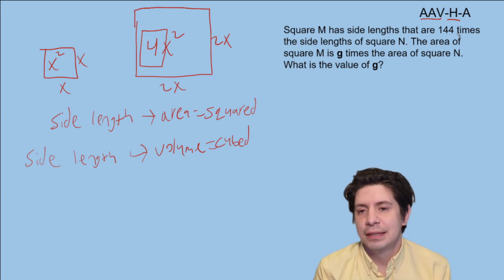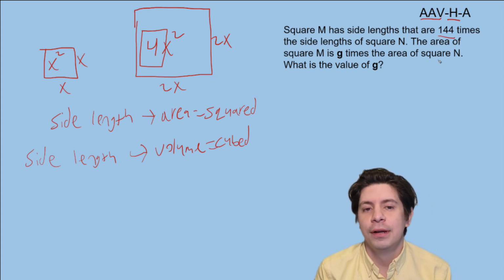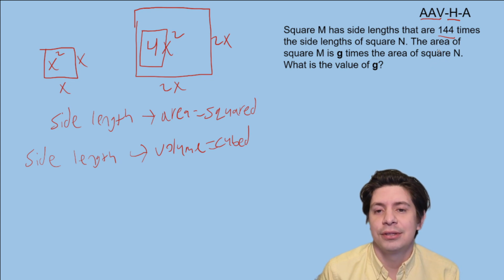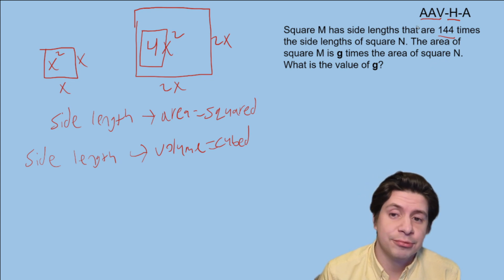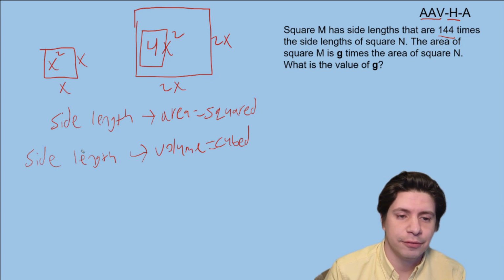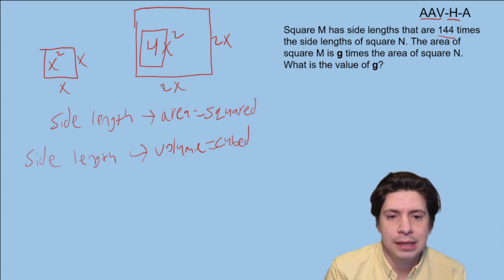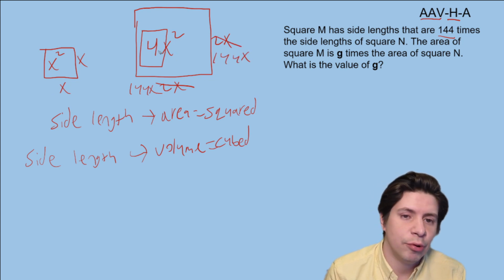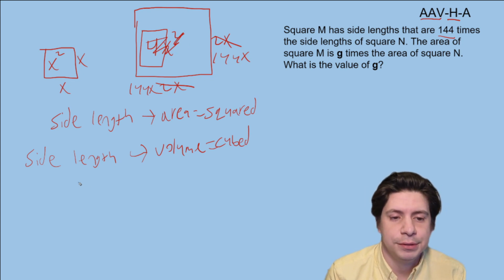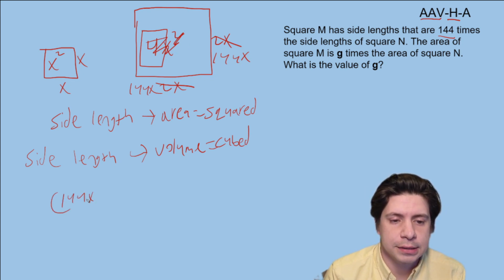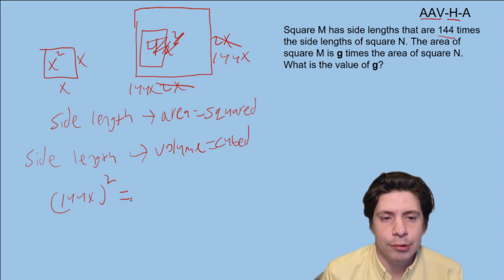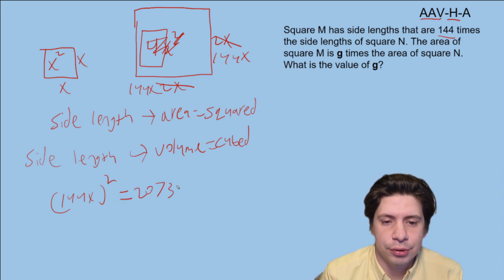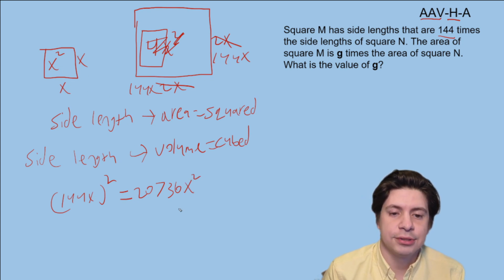Now here a tricky thing is that they tell us 144 times, and 144 is a perfect square, so you might think that's already being squared, and you might square root and say 12, but this is just the side length. So if we said the first one is x, then this is 144x. Then we would multiply, and it would become 144x squared, which gives us 20,736x squared, compared to just x squared.